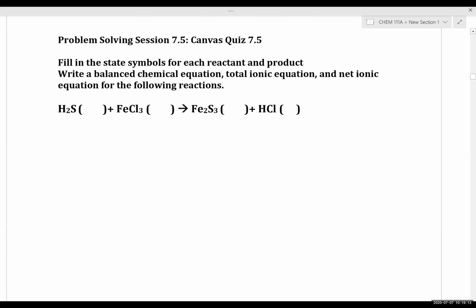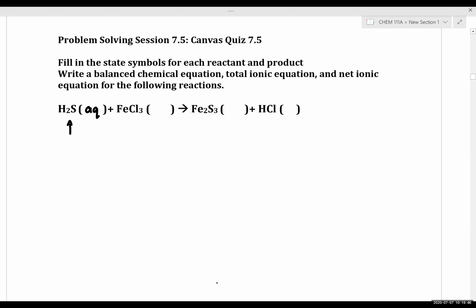And the state symbol assignments I see in the chat look quite good. So let's discuss this example. H2S, hydrosulfuric acid. It's a weak acid, so what state symbol do we put for acids? Are they soluble or insoluble? Aqueous, yep. Most acids are soluble in water.